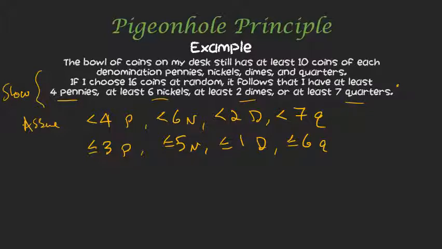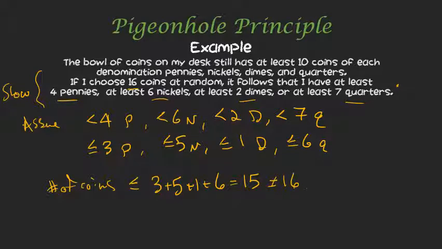And so how many coins did I grab? Well, if I sum these all up, that should tell me the most number of coins I must have grabbed. So the number of coins is less than or equal to 3 plus 5 plus 1 plus 6. So that's 9, that's 15. But I had 16 coins. And that's not 16. And so this is true. We can prove it with that sort of strategy.